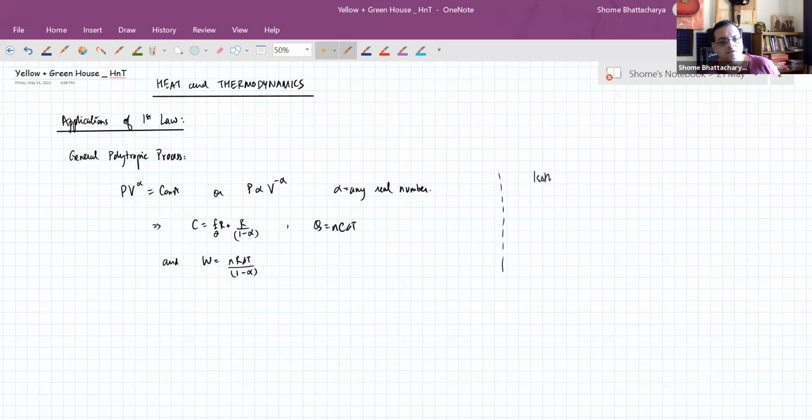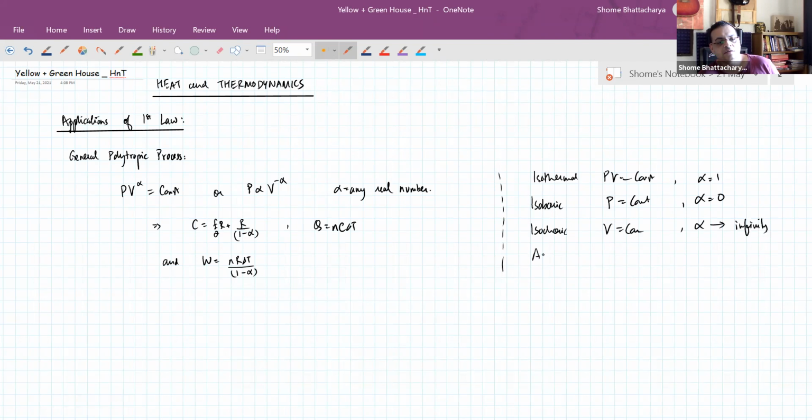So isothermal, that is the case where alpha is equal to 1. Isobaric, that is the case where alpha is equal to 0. Isochoric, that is the case where alpha tends to infinity. And adiabatic, that is the one where alpha is equal to gamma, or Cp by Cv.